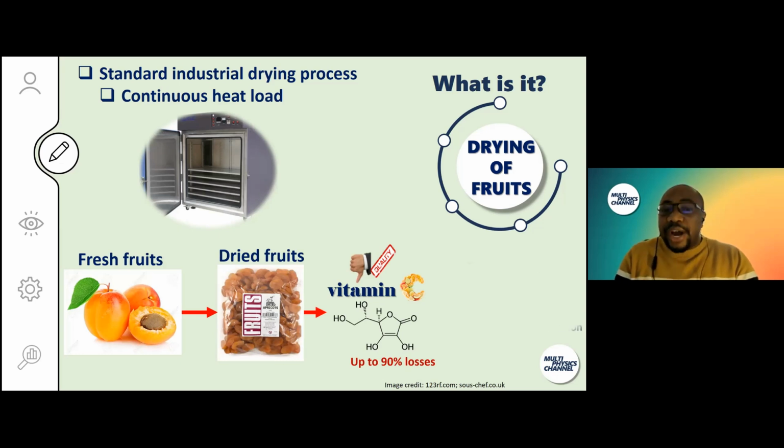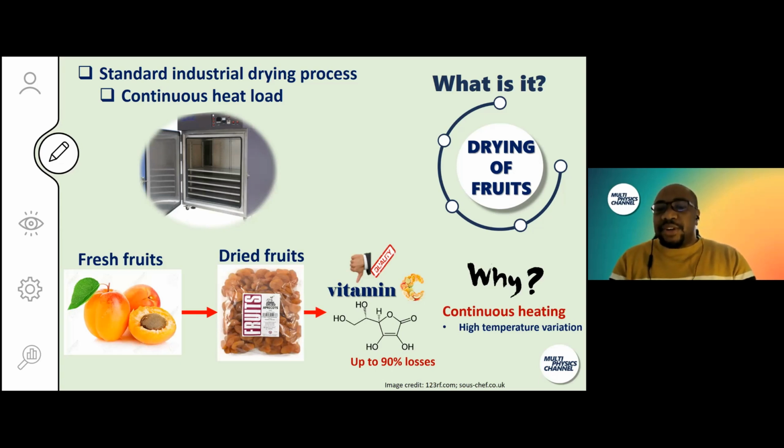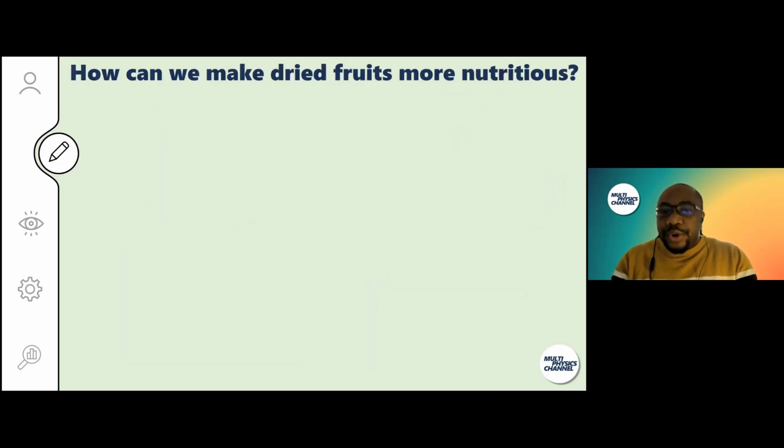Now, the big question is why? One of the major reasons is because the drying method usually involves the continuous application of heat during the drying duration, leading to high product temperature variation. So how can we solve this problem? How can we make fruit more nutritious?